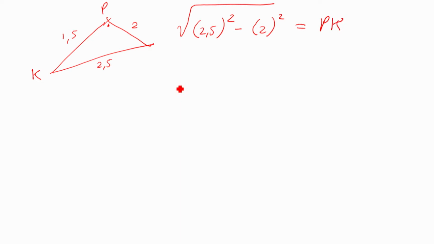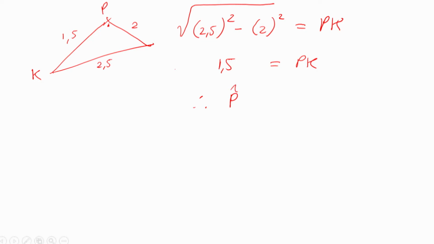Okay, Nelson, let's test. It's another way of testing. It's the square root of 2.5 squared minus 2 squared, which is... I'm getting 1.5. Okay, which is PK.